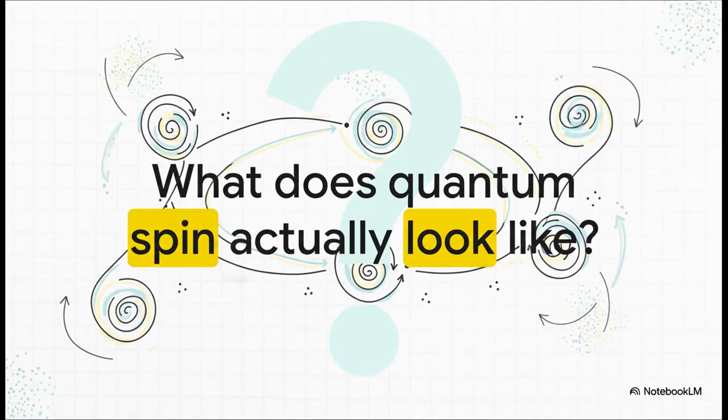But here's the thing, and this is the big mystery, right? We can measure it, we build tech with it. But what is it? Like physically. If you could just zoom all the way in on an electron, what does its spin look like? That's the huge question we're going to dig into.